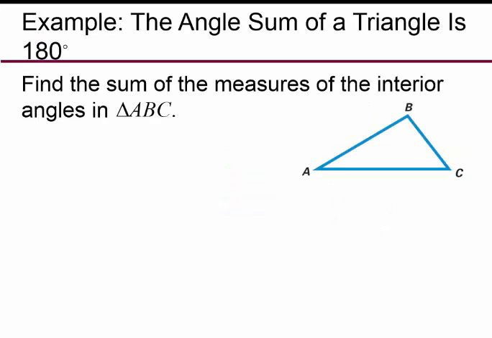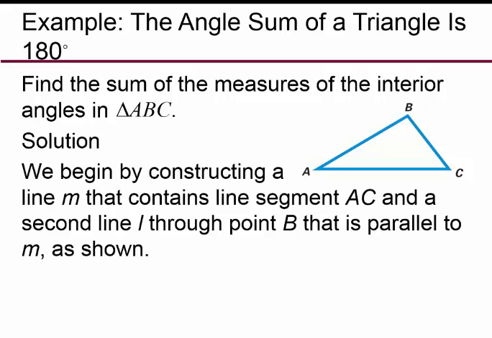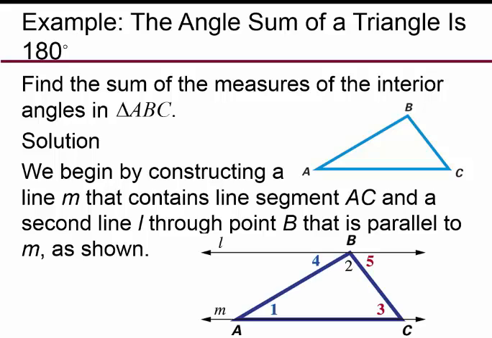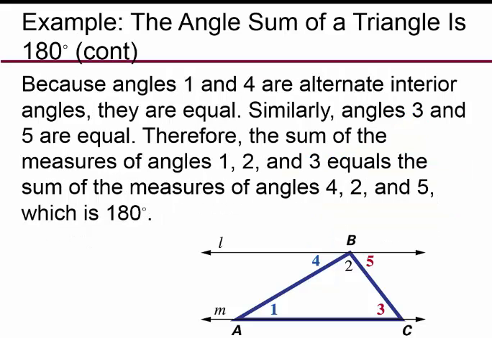So here's an example. Find the sum of the measure of the interior angles in triangle ABC. We begin by constructing line M that contains the line segment AC and a second line L through the point B that is parallel to M, as shown in this figure. Because angles 1 and 4 are alternate interior angles, they're equal. Similarly, angles 3 and 5 are equal. Therefore, the sum of the measures of angles 1, 2, and 3 equals the sum of the measures of angles 4, 2, and 5, which is 180 degrees.